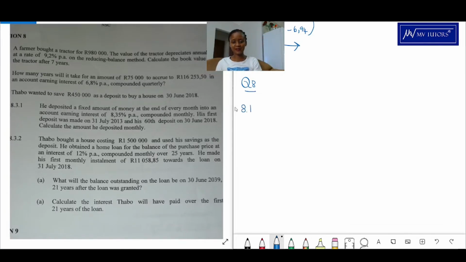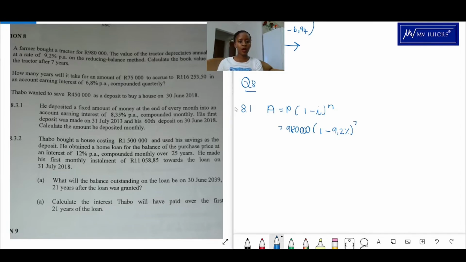So 8.1. The reducing balance method is basically this formula here, but you have a negative interest, and it's compounded, it's not simple interest. So we know the value of the tractor is 980,000, and it depreciates annually. They've given us the annual depreciation rate. There's no need to divide by anything because it's not monthly or anything like that. And the years in which it depreciates is 7 years.